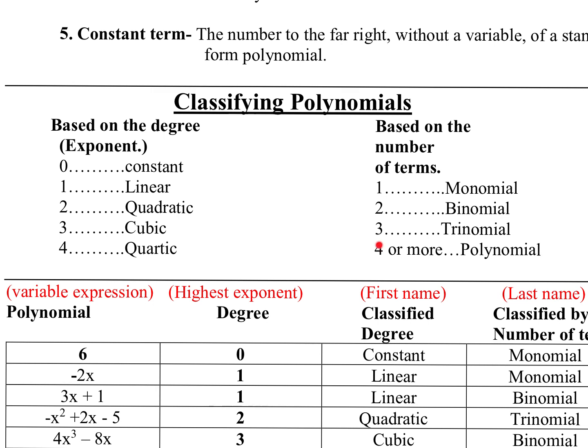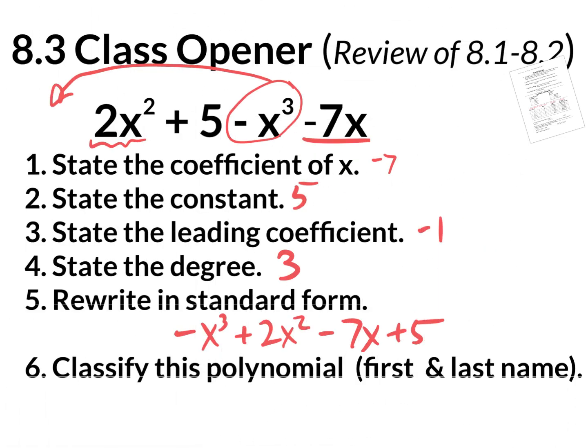Anyway, the last name is based on the number of terms. 1 term, monomial. 2 terms, binomial. 3 terms, trinomial. 4 or more, that's many, and many means poly, so polynomial. So with that knowledge, we should be able to see this highest power of 3 and classify that as cubic. And last name, how many terms? 1, that would be a monomial.